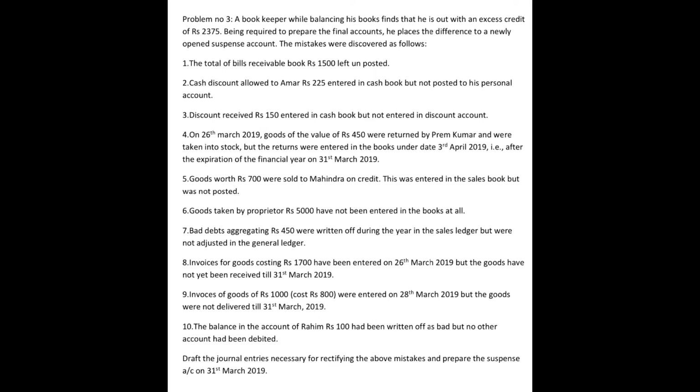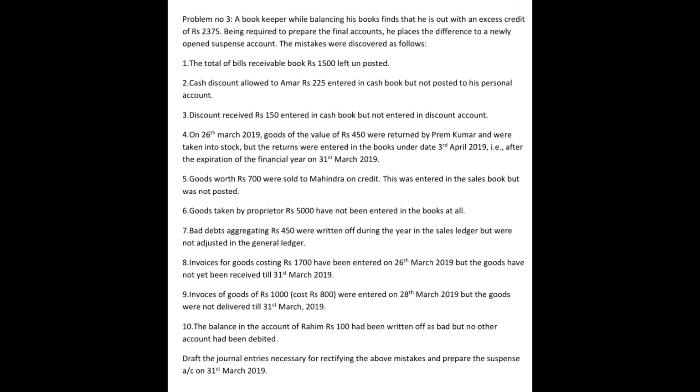Fourth, on 26th March 2019, goods of the value of 450 rupees were returned by Prem Kumar and were taken into stock, but the returns were entered in the books under date 3rd April 2019, that is, after the expiration of the financial year on 31st March 2019. Fifth, goods worth 700 rupees were sold to Mahindra on credit. This was entered in the sales book but was not posted. Sixth, goods taken by the proprietor, 5000 rupees, have not been entered in the books at all.